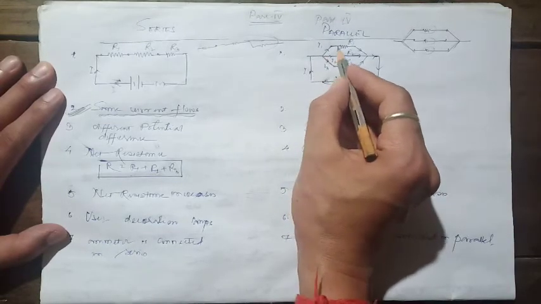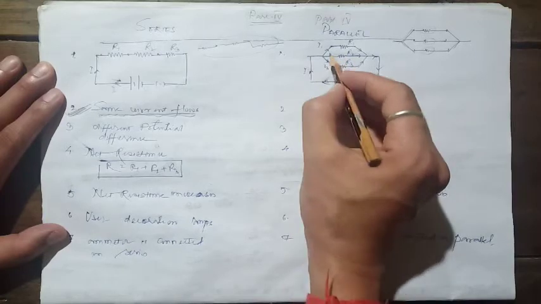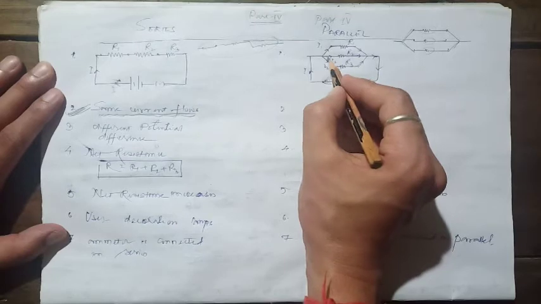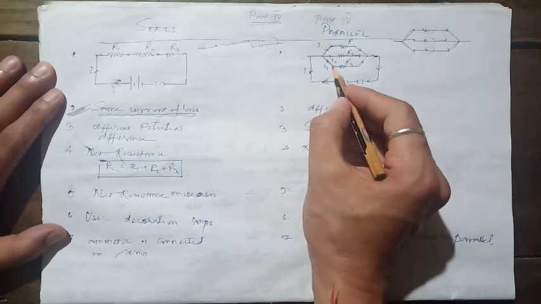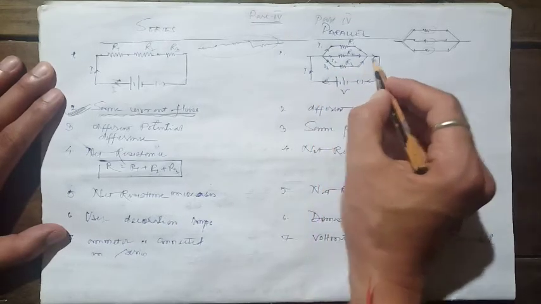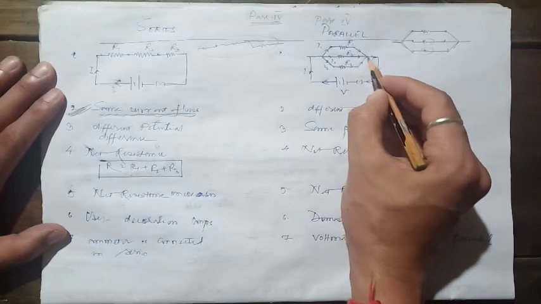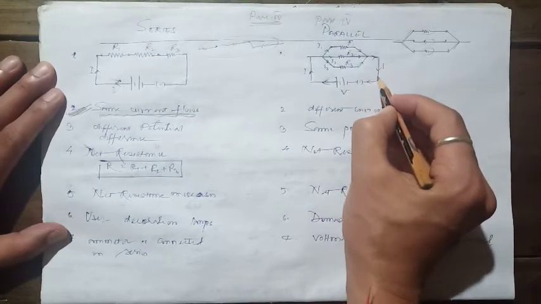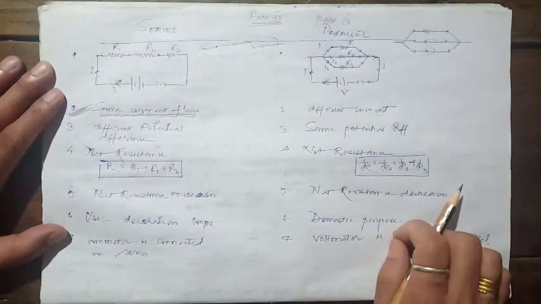Now three different branches are there, and the current has an option to go through all three. So current I gets divided into three parts, I1, I2 and I3. I1 flows through R1, I2 flows through R2, and I3 flows through R3. And at this point, these three currents I1, I2, I3 combine again to give us the same current I, and it flows back to the negative terminal of the battery.